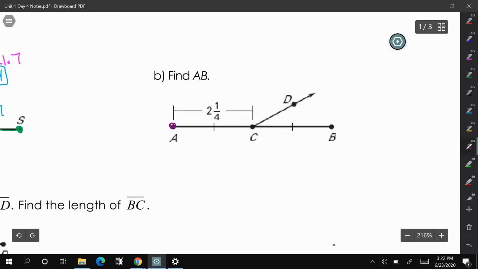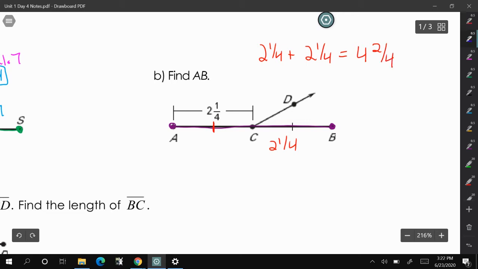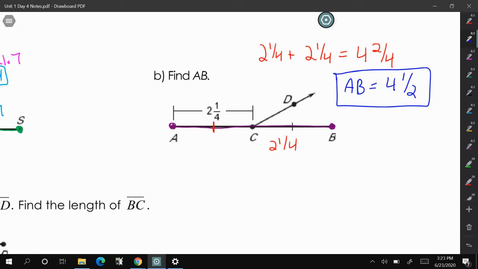Now part B, find AB. Well, AB, and again, this whole length. And if this part from A to C is 2 1/4, that means the length from C to B is also 2 1/4. So the whole thing from A to B will be 2 1/4 plus 2 1/4. And that's going to be 4 2/4. So that means the segment AB is equal to 4.5. If you wanted to put that 4.5, that's fine as well. It's just the numbers were already as fractions, so I just decided to leave it that way.